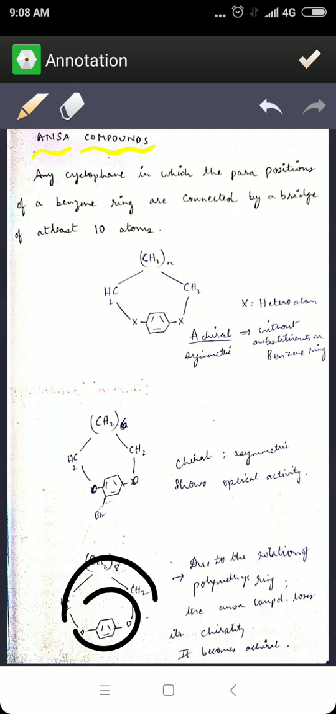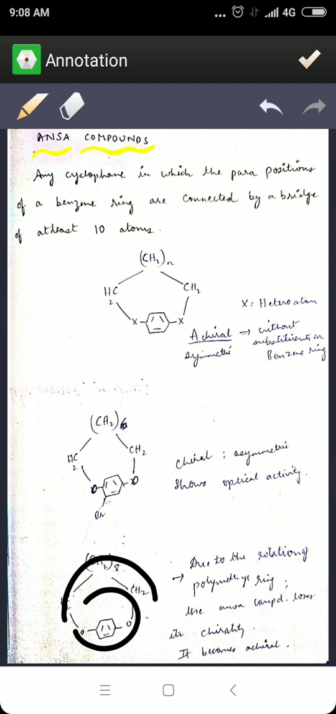There can be complete rotation, just like you can imagine a skipping rope, how it goes up and down. So this ring also can move up and down. And because of this movement, because of this rotation of the polymethylene ring, this molecule, that is this ANSA compound, loses its chirality and it becomes achiral.